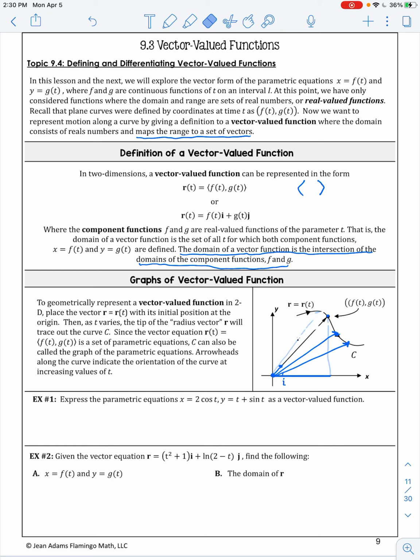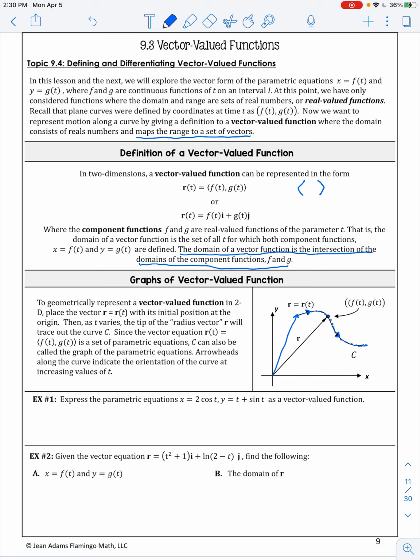So if you see these arrows here, that means that is the position, it's starting, let's say, here, and it's going this way with those vectors, okay? So that's the direction in which it's going.